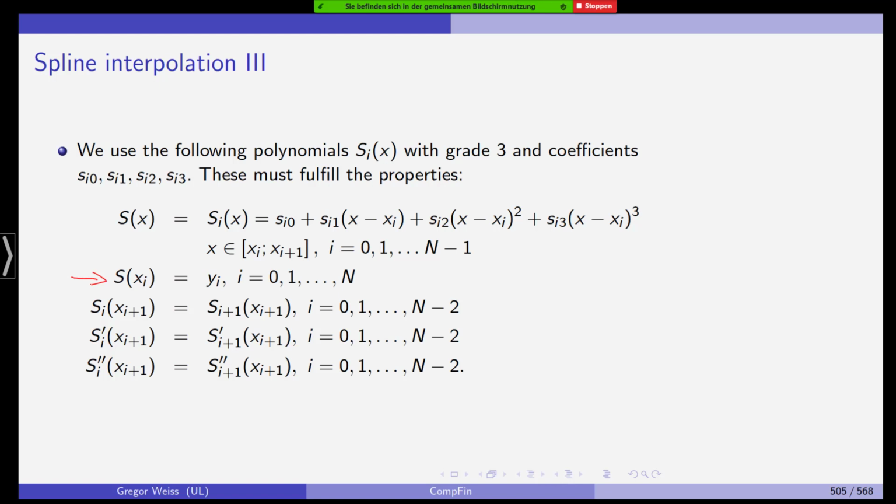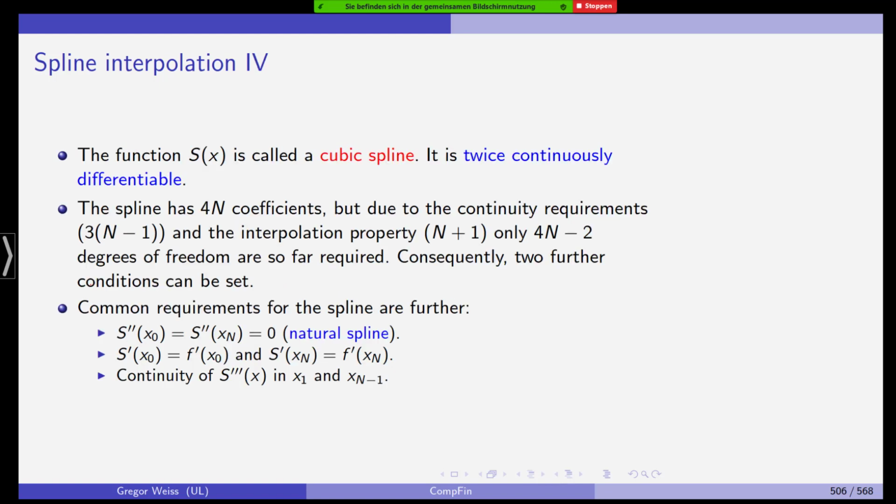But we also require that the first and the second derivatives of si equal the first and second derivatives of si plus 1 at the nodes. In other words, they have the same first derivative and the same second derivative, meaning that it's continuously differentiable. So the function s, which results as the spline by gluing together these functions s1, s2, s3, is called a cubic spline, ein kubischer Spline.